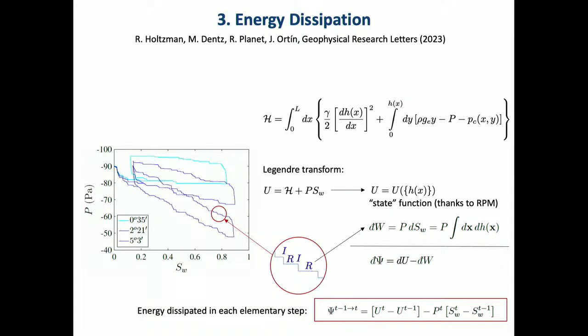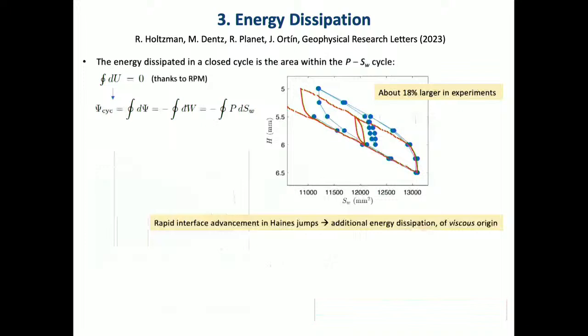And now we can do that for each elementary step, so we can compute the energy dissipated. The first thing we obtain is that the total area is the total energy dissipated. We can compare the experiment and the simulations, and we get an 18% disagreement, which we attribute, as I said, to viscous dissipation.